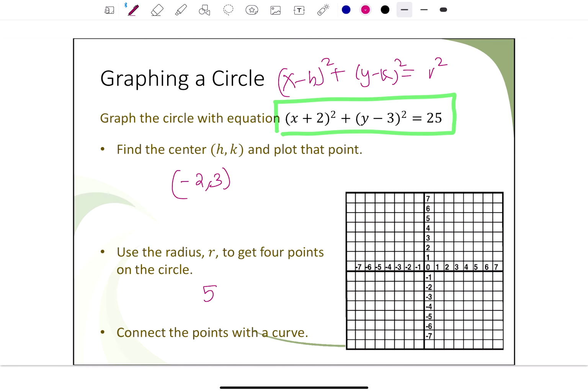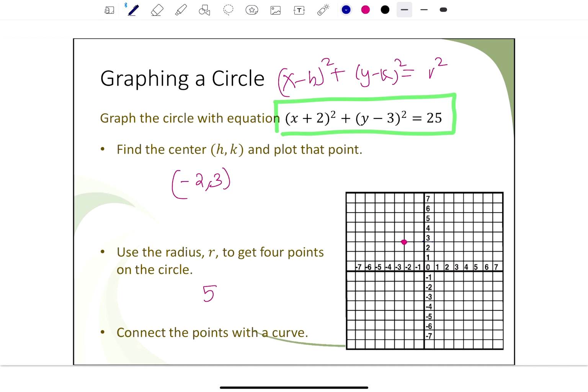Negative 2 and positive 3, that's here, and the radius is 5. So I'm going to be going 5 units to the left, 5 to the right, 5 up, 5 down. And it's important to label the 4 coordinates you're using. It's helpful to see, especially if the graph is not given, if you're not given a coordinate plane.